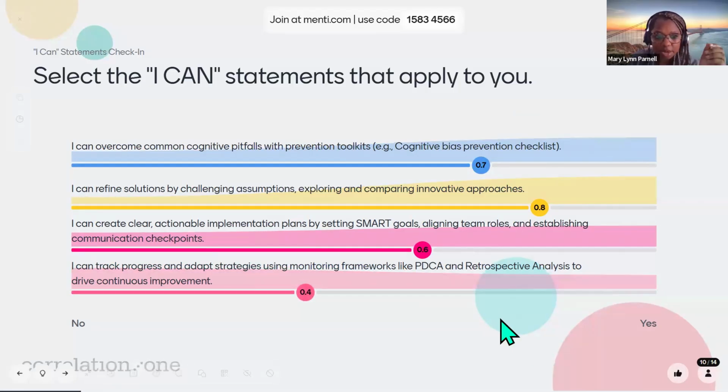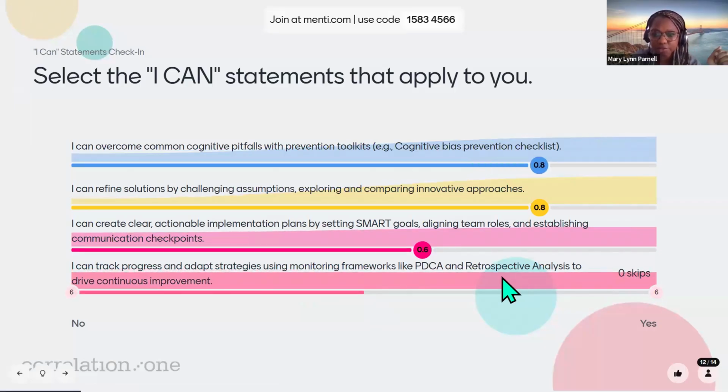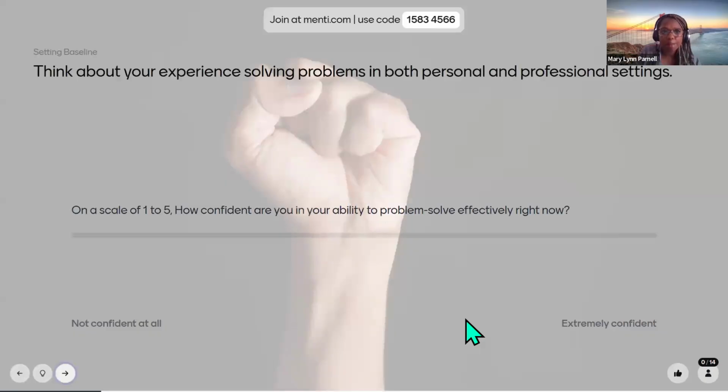Awesome. So more or less kind of middle of the road. Awesome. I totally get the last part, PDCA and retrospective analysis. We'll definitely cover that. So stay tuned, but more or less we've got some work to do, but overall pretty good assessment. All right, back to Menti for another question.